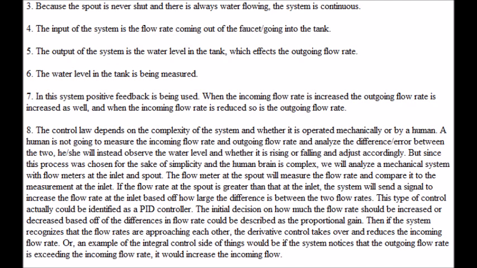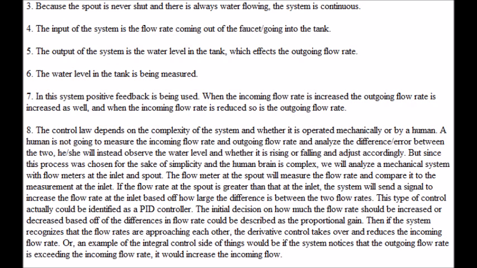In this system, positive feedback is being used. When the incoming flow rate is increased, the outgoing flow rate is increased as well. And when the incoming flow rate is reduced, so is the outgoing flow rate, depending on where exactly you're at in the system.